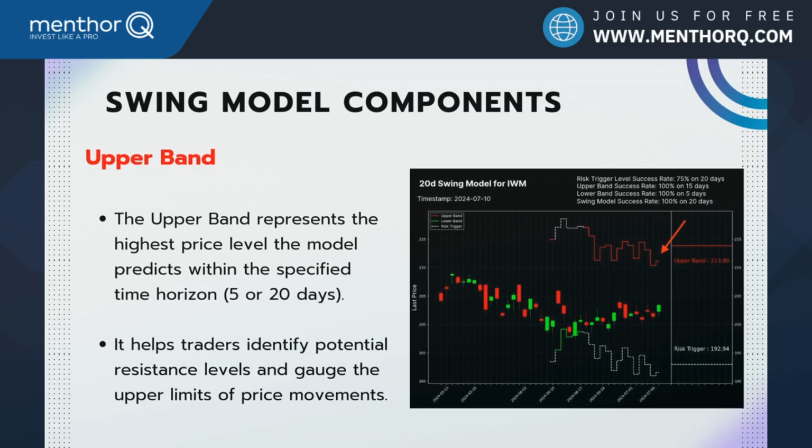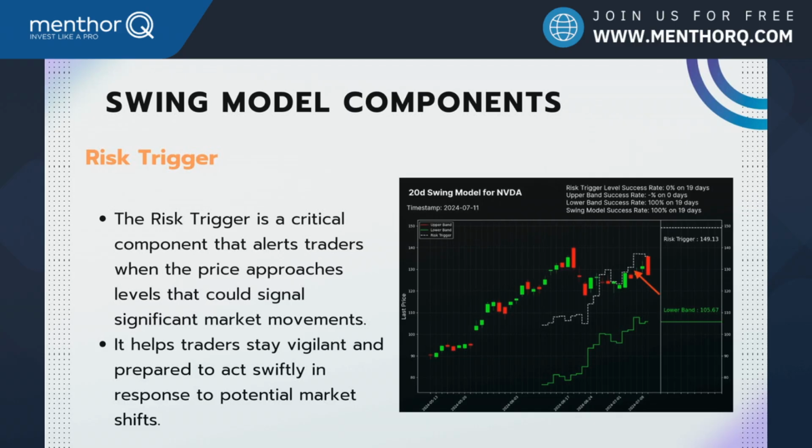Then we have the upper band, which is really the highest price level that the model expects. Think about this as a resistance zone. It's great for fading strength, exiting long positions, or a potential reversal trade to the downside. And then the third element of the model is our risk trigger.